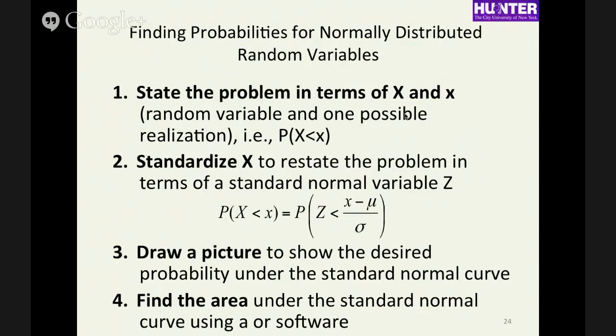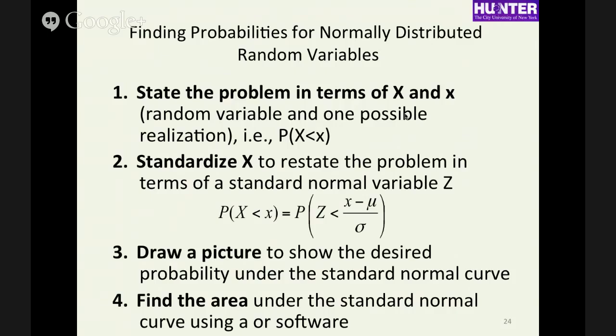So here are some steps for you to go through anytime you have a question like this, stating your problem in terms of the random variable and the realization, doing that standardization step to state the problem in terms of z. Drawing a picture is a really useful thing to do to make sure that you're using the table correctly and not getting confused by the question. As soon as you can draw it on a standard normal curve, then you'll be able to write out what the probabilities are that you need and do your arithmetic.